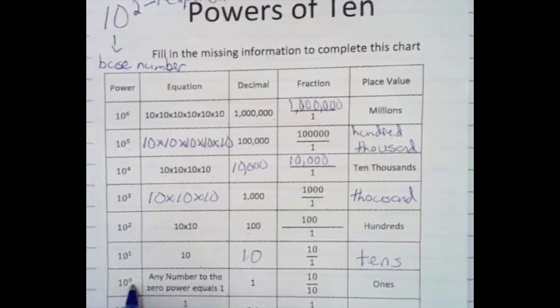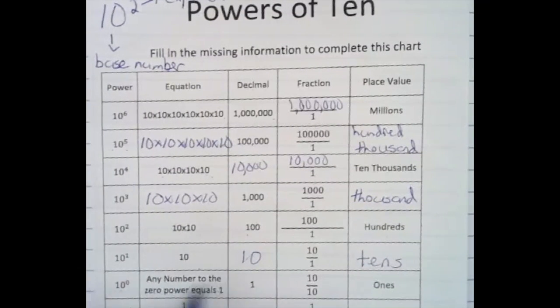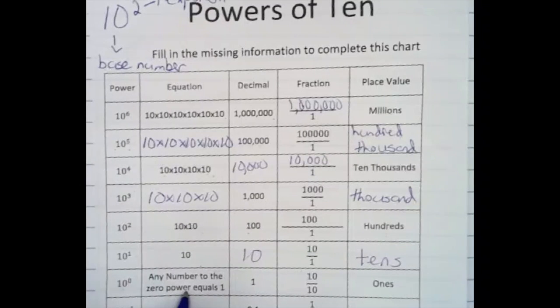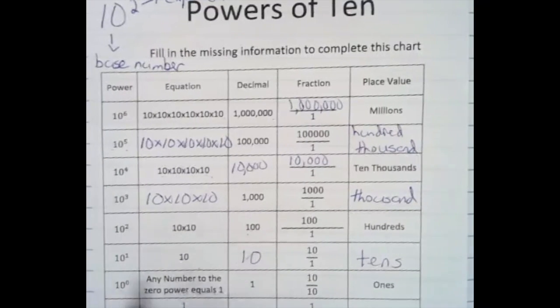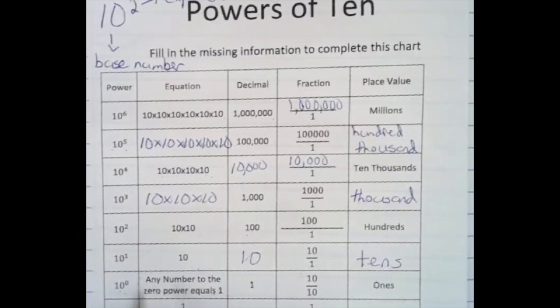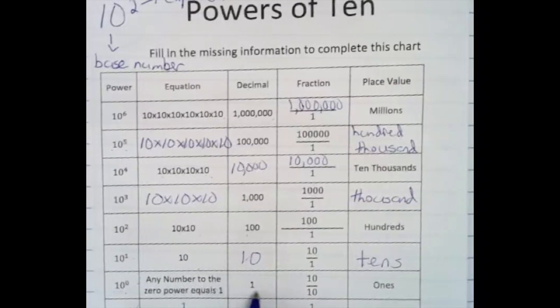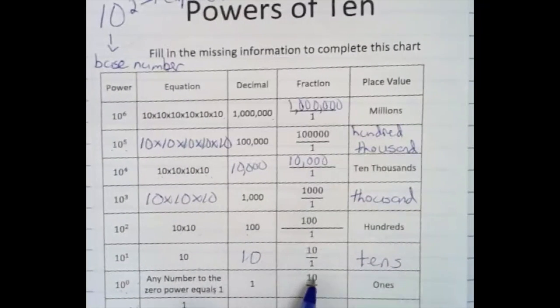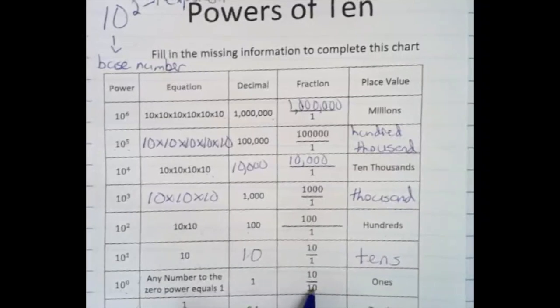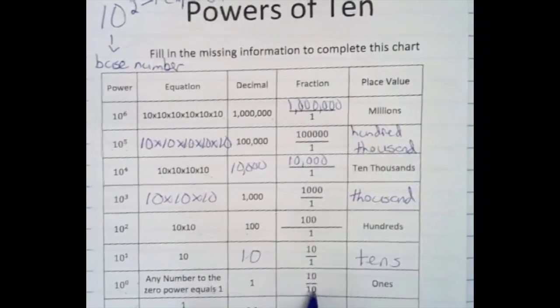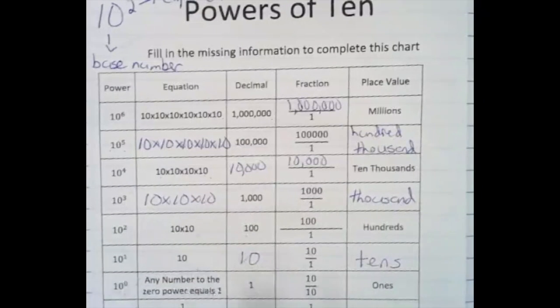10 to the 0 power. Any number to the 0 power is equal to 1. So it doesn't matter if it's 10 to the 0 power, 7 to the 0 power, or 1 million to the 0 power, it's going to be equal to 1. So the decimal form is 1. The fraction form is 10 over 10. Remember from a previous video, I told you this line meant divide. So 10 divided by 10 is the same as 1 whole, and it is the ones place.